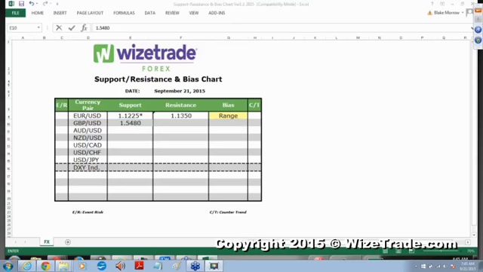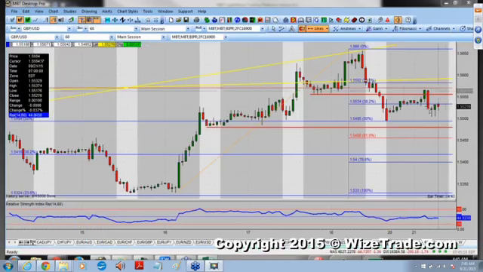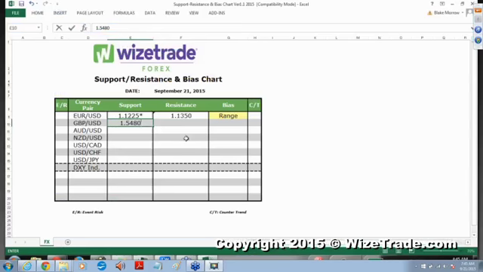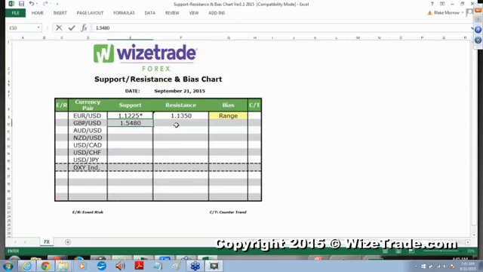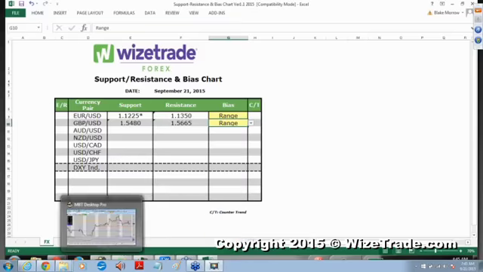All right, resistance. We already got it at 156.65. All right, and we're still in a range. Let's go over to the Swissy.